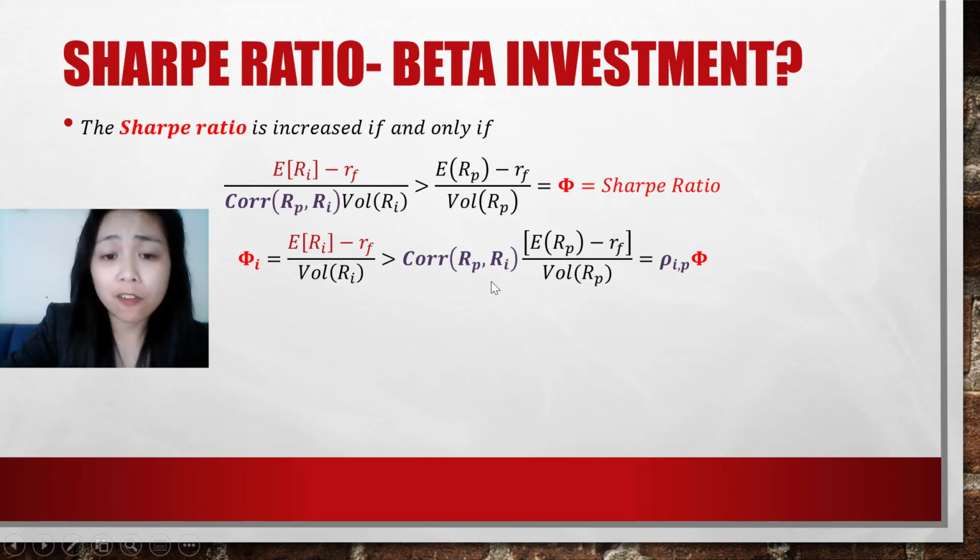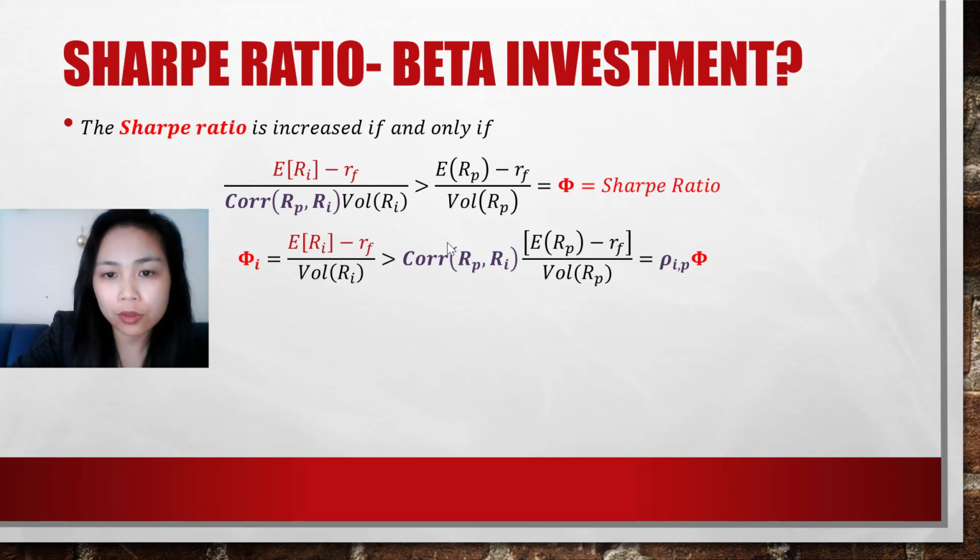Now I have my connection between phi I and phi. Phi I is the Sharpe ratio of investment I, and phi is the Sharpe ratio of the portfolio. And we see that phi I is rho IP times phi.